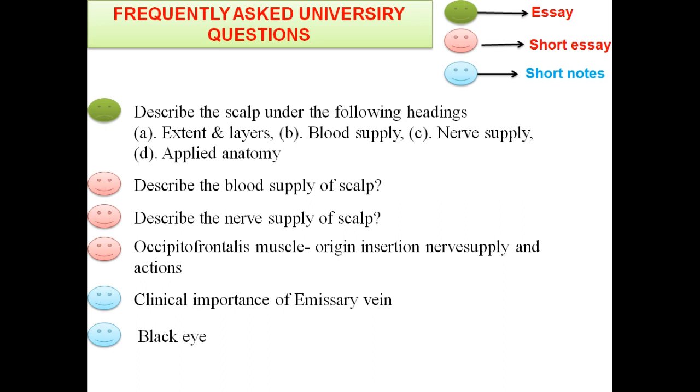These are common questions of the annual examination, and particularly the essay question is asked in many of the examinations for first MBBS students. Apart from that, there are blood supply and nerve supply questions. These are also very important.